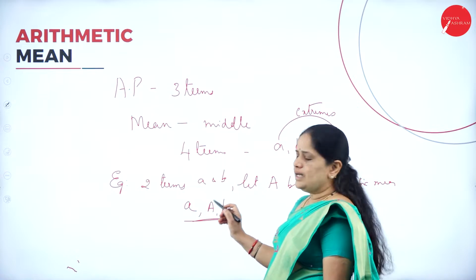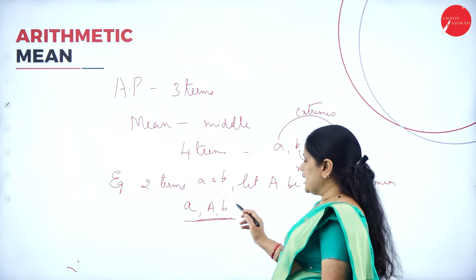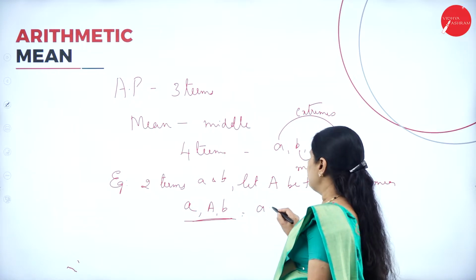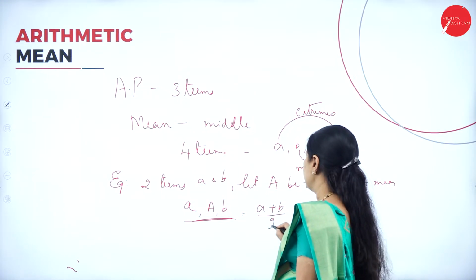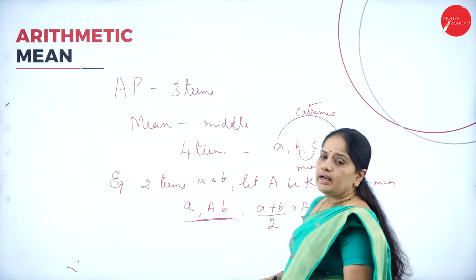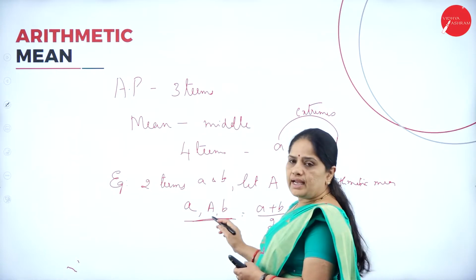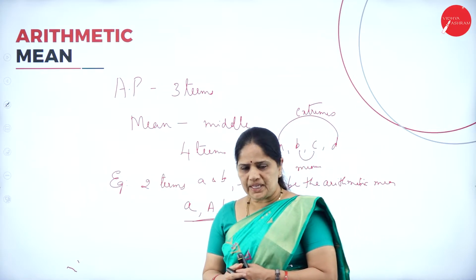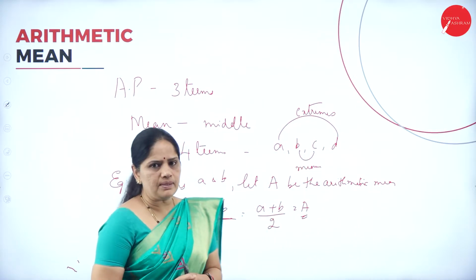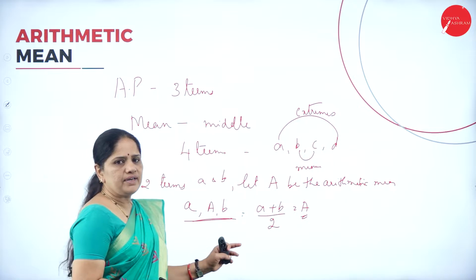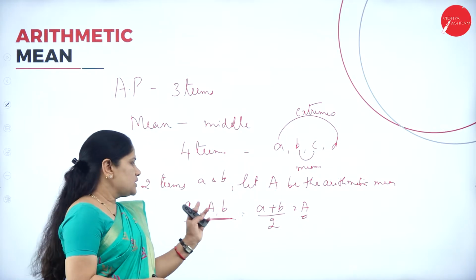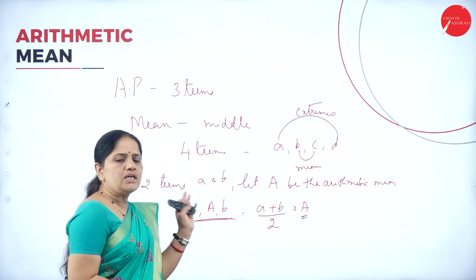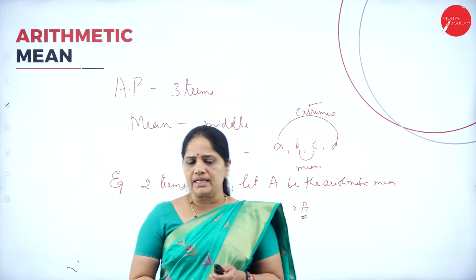Now we have the arithmetic mean in between A and B, and as such we can say that A plus B by 2 equals A. So we add both these A and B, divide by 2, and we get the arithmetic mean. It is a very simple concept. Whenever 2 terms are given, to find the mean, just add the terms and divide by the number of terms. That is called the arithmetic mean.